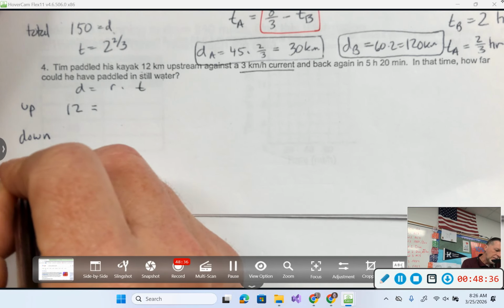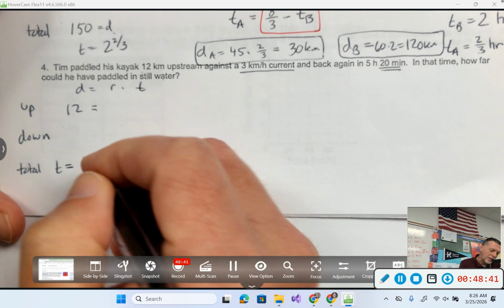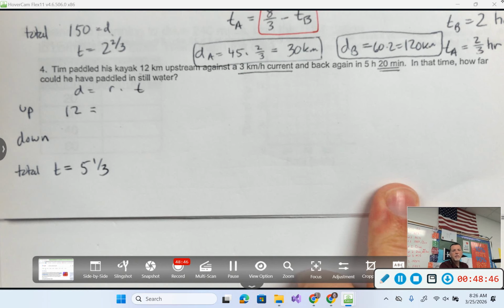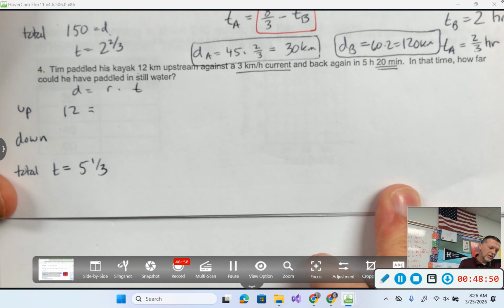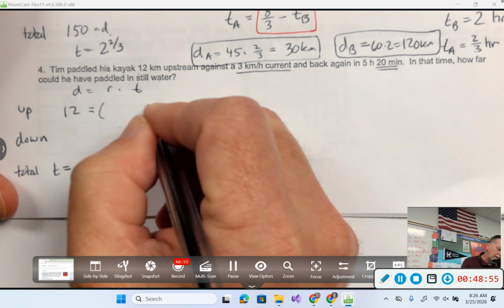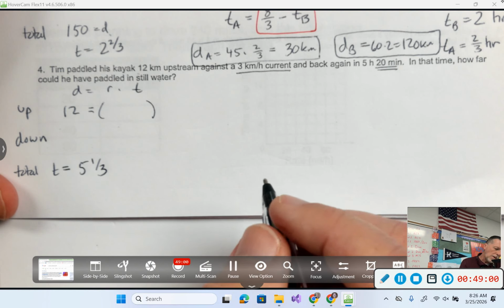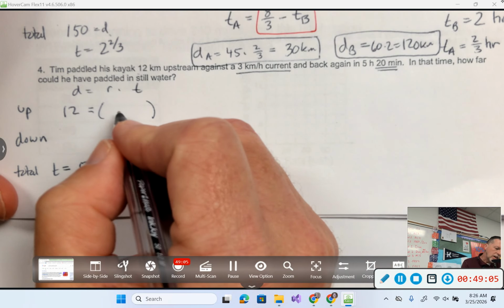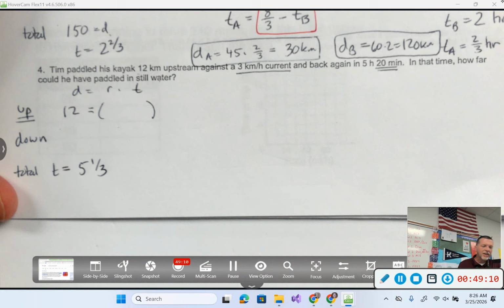So that total time, here's our minutes again, it's messing with us here. 5 1/3 hours. How far could he have paddled in still water? Oh, well, that's not the question I wanted to answer. I want to know his rate, and then I can answer the still water question. Let's see. What's his rate in going upstream, fighting the current?